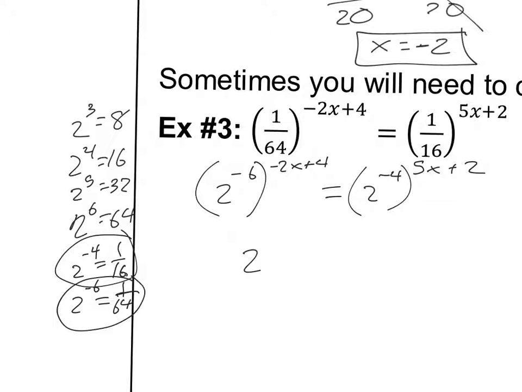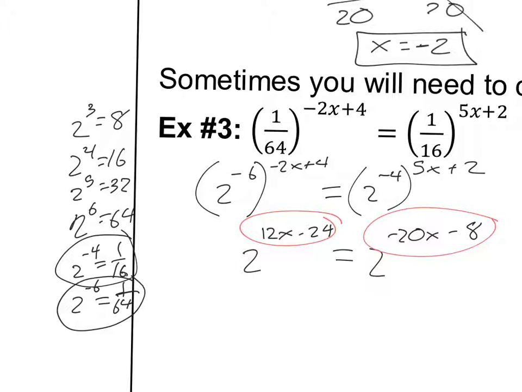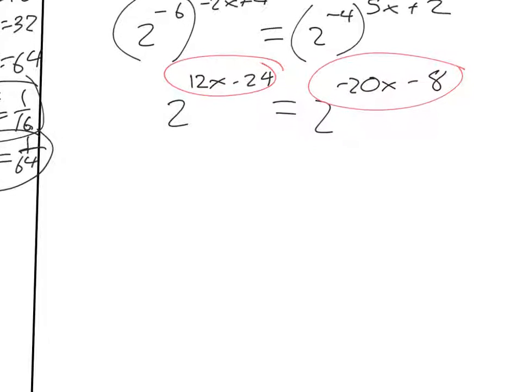So I would have 2 to the negative 6 times negative 2 is positive 12x, and negative 6 times 4 is negative 24. And over here I have 2 to the negative 4 times 5 is negative 20x, negative 4 times 2 is negative 8. All right, now my bases are the same, and so my exponents must also be the same. So I could just do some algebra here. I got 12x minus 24 equals negative 20x minus 8.